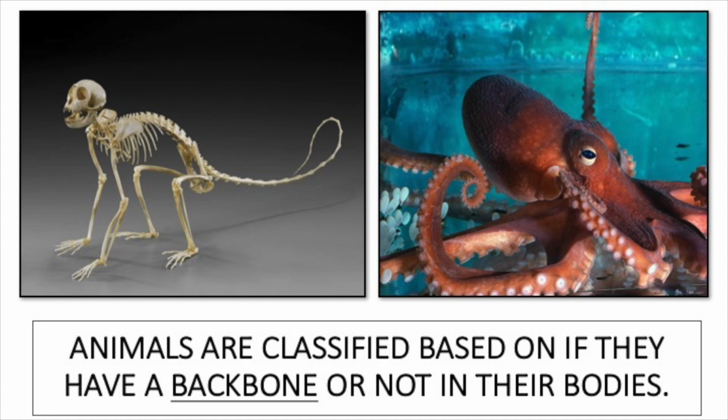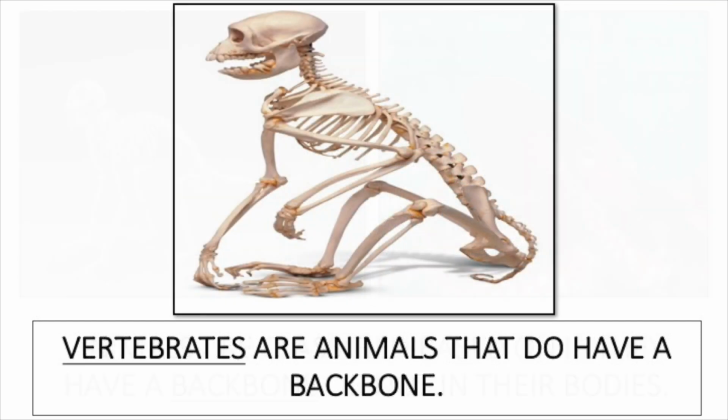And because the monkey has a tail, you can see the backbone carries on all the way through for the tail. So because a monkey has a backbone, it's known as a vertebrate, and belongs to the type of vertebrates like us, mammals. Vertebrates are animals that do have a backbone, like the monkey we can see again here. Here is the backbone.